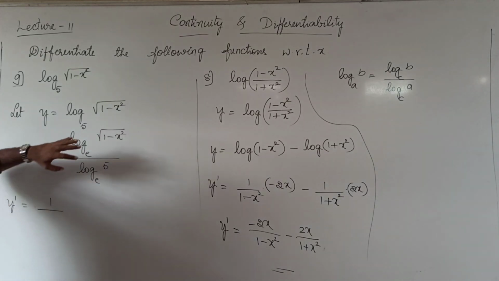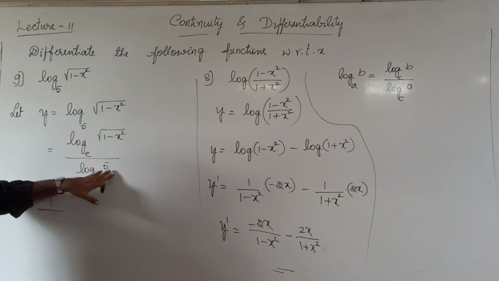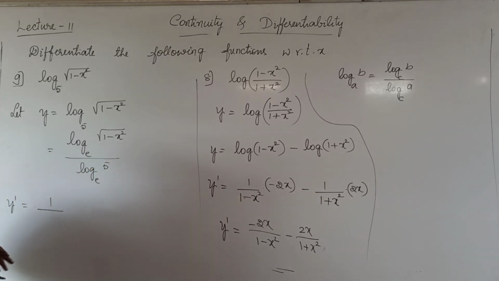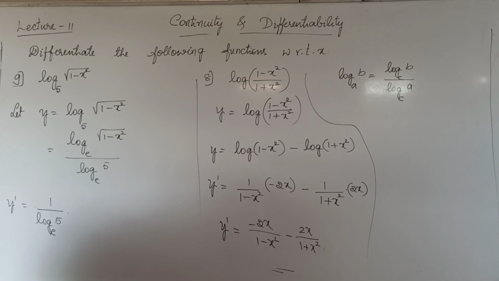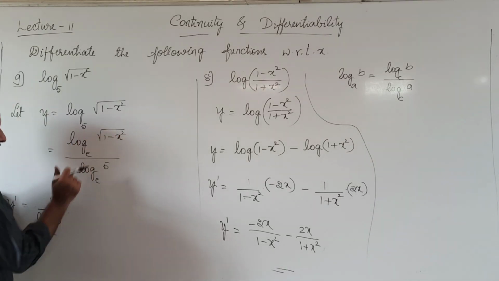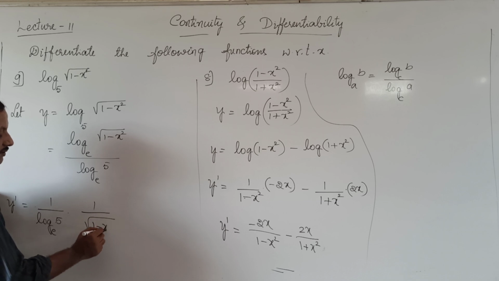Here you observe that this is a variable and this is a constant. e is a constant, the exponential constant. Log 5 to the base e we will keep as it is; while differentiating, it will remain as it is. You just need to differentiate log root 1 minus x square. It looks like log x, and the derivative of log x is 1 by x. So you get 1 by root 1 minus x square.